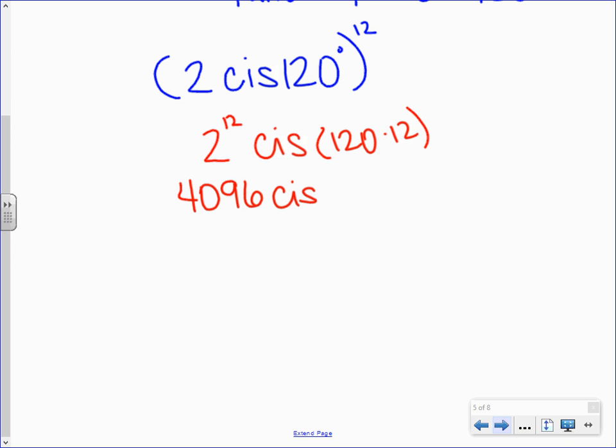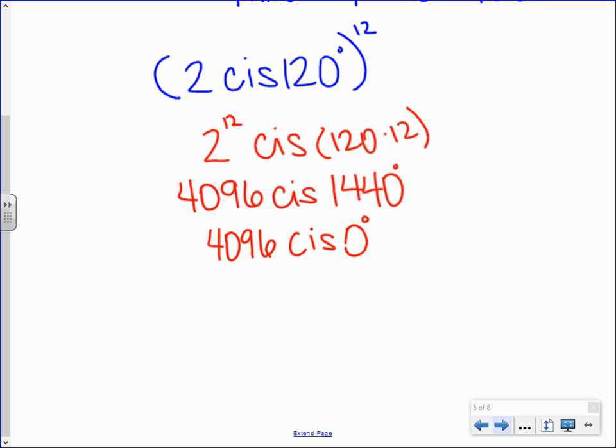Now I need to know what 120 times 12 is. So Eli is saying that you can subtract 360 multiple times and it gets you all the way down to 0. Is he correct? How many times did it take? 4 times?